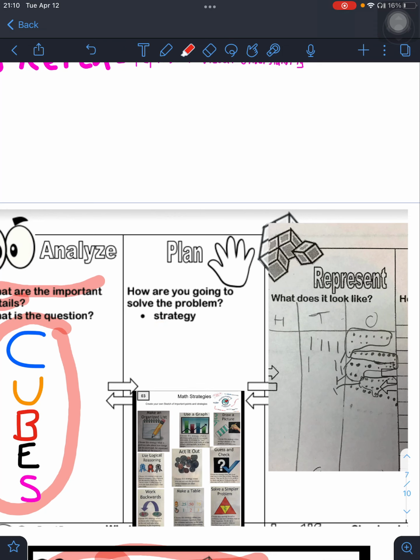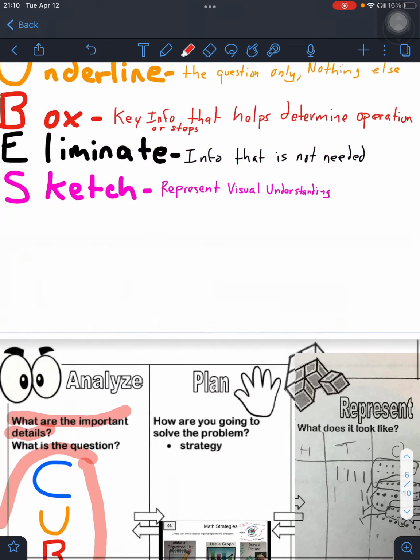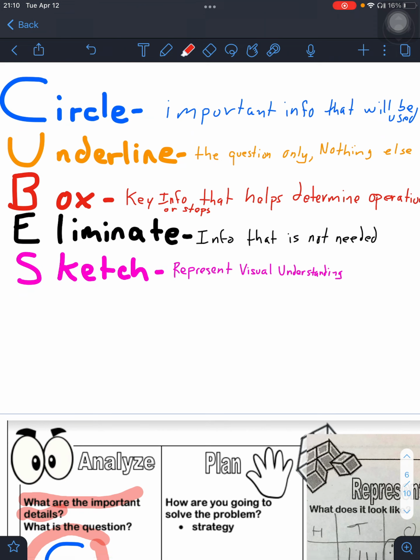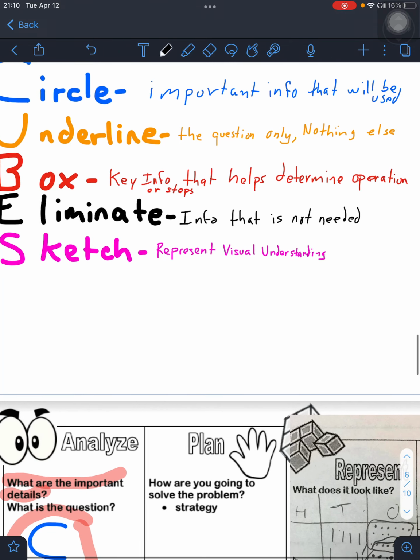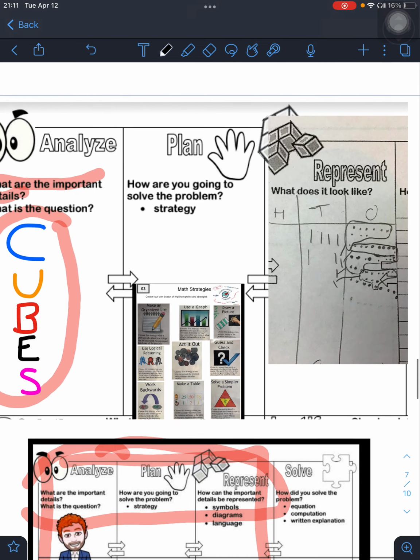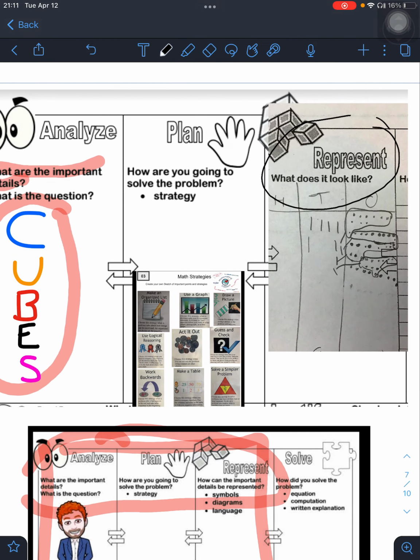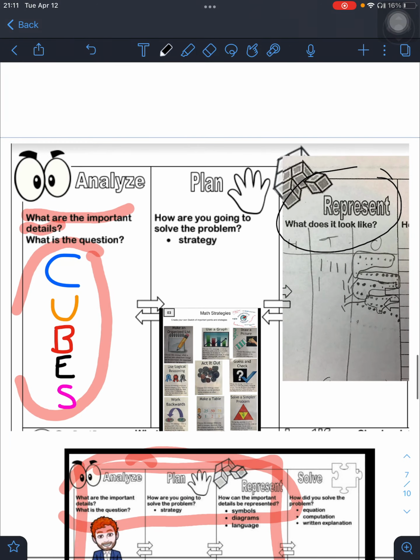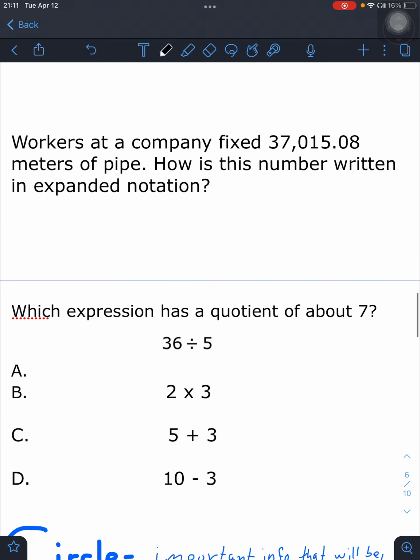Okay, the key information is what helps us determine if we're going to be multiplying, if we're going to be adding, if we're going to be subtracting, if we're going to be dividing, if there's multiple steps. We're going to eliminate any information that is not needed. Any irrelevant information will be crossed out. Okay? And then we're going to sketch to create visual representations to help us in our understanding. That's the represent section of our problem. What does it look like? Okay, okay? So let's begin.